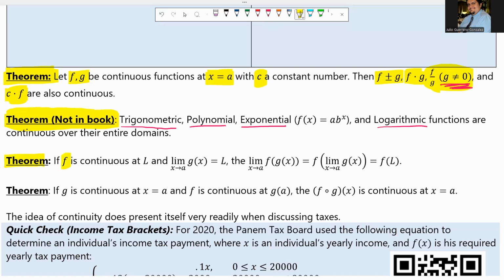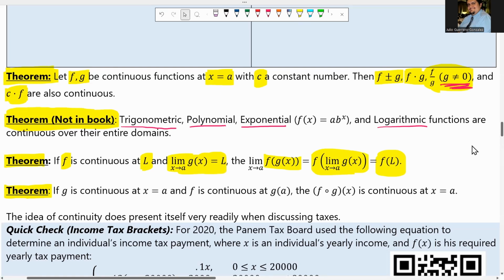Suppose you have a function f that is continuous at L, and the limit of g of x is L. Then the limit of the composition is equal to the function of the limit, which is equal to f of L. We haven't covered compositions yet, but this is basically saying that if you have a continuous function inside of another continuous function, it is also continuous. That's actually the theorem right below it. If you have one function inside of another, we also can call that continuous.